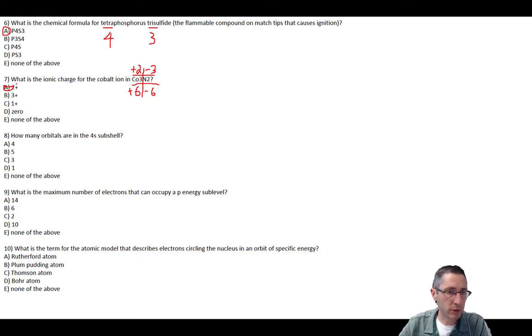Number 8, how many orbitals are in the 4s subshell? Every s subshell has exactly 1 orbital, okay? So the answer there is 1. There's 2 electrons in that orbital, okay, but there's only 1 orbital there in that s subshell.